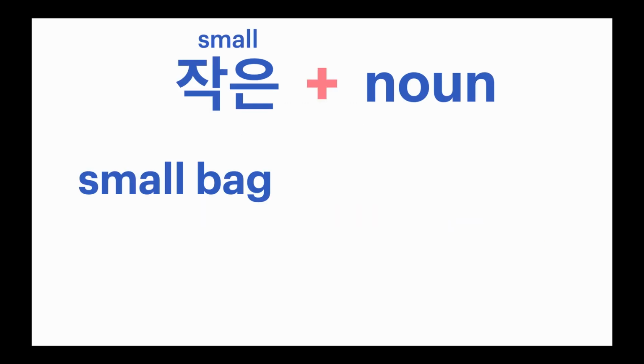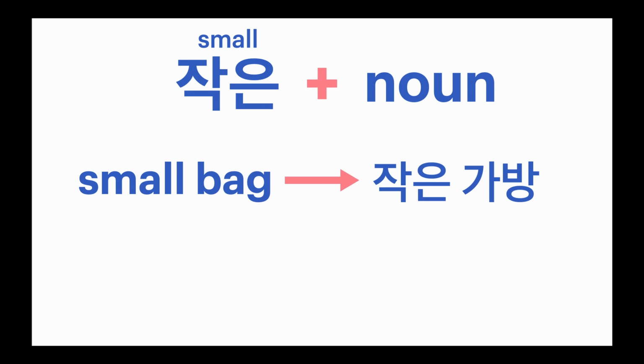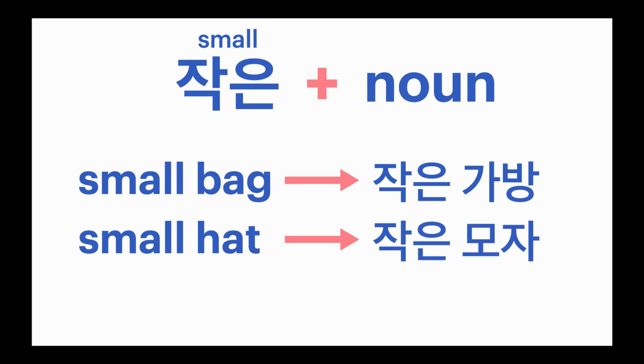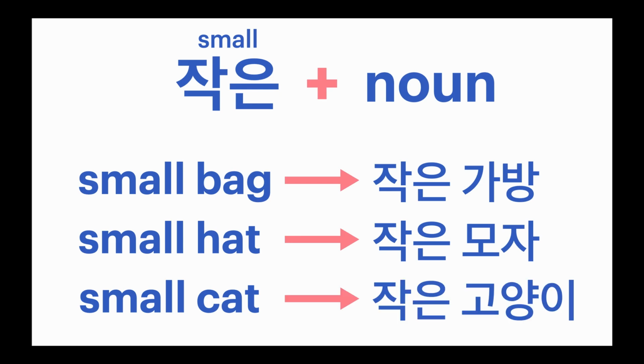How would you say small bag? 작은 가방. How about small hat? 작은 모자. And lastly, small cat. 작은 고양이.